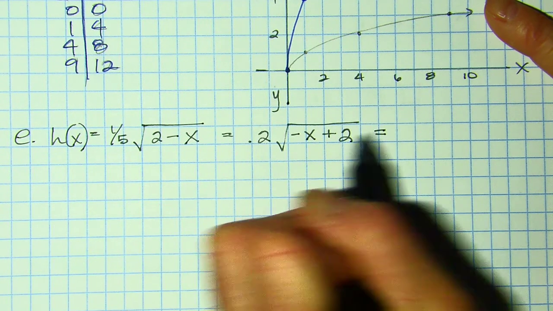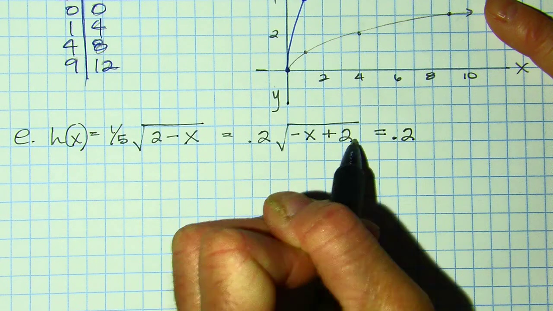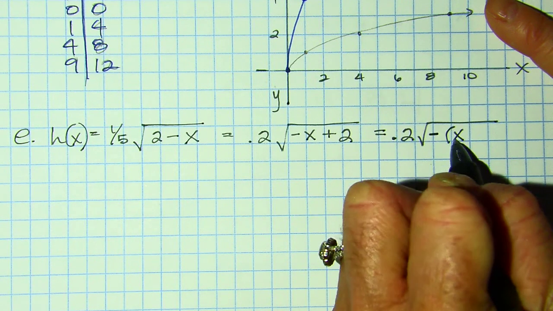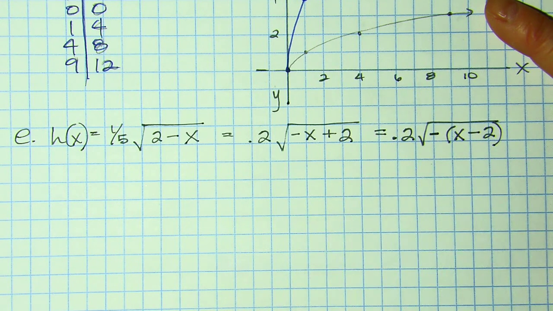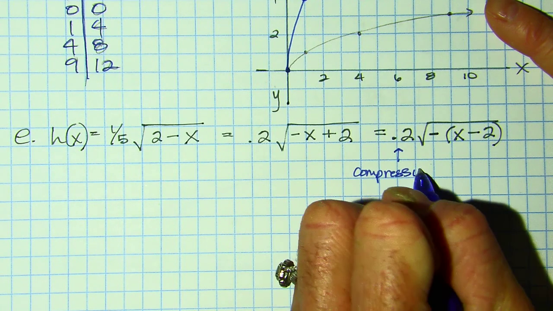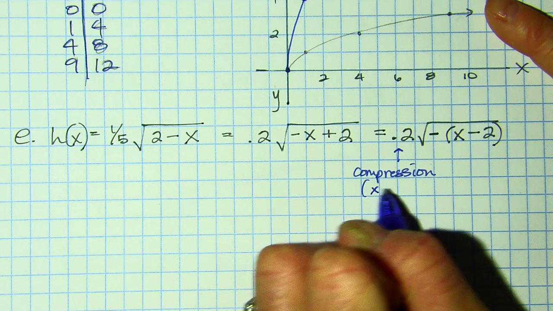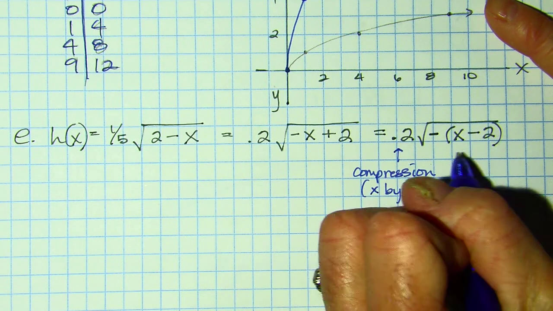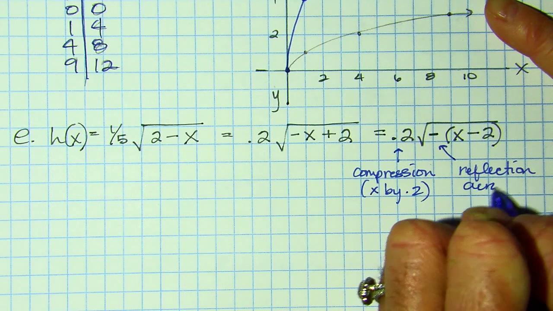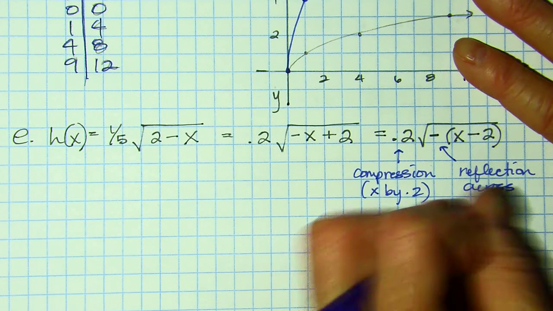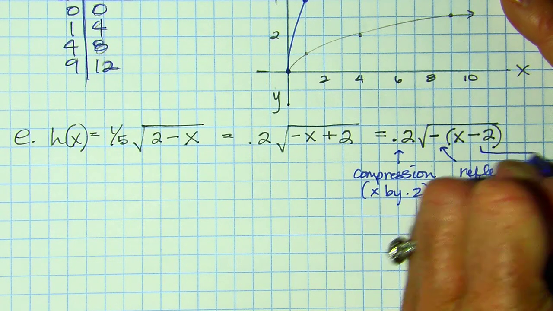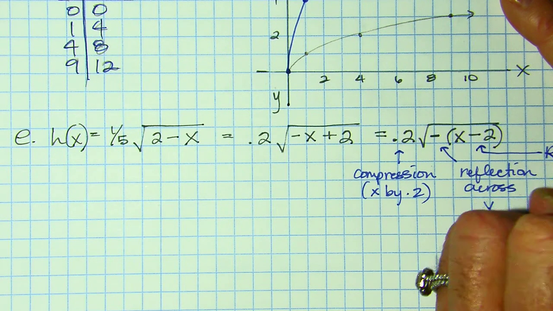Now, I need to separate the two transformations inside. So I'm going to factor out a -1, which leaves me with x minus 2. And now I'm going to label, this is a compression. So I'm going to multiply by 0.2. This is a reflection across y. And this is right 2.